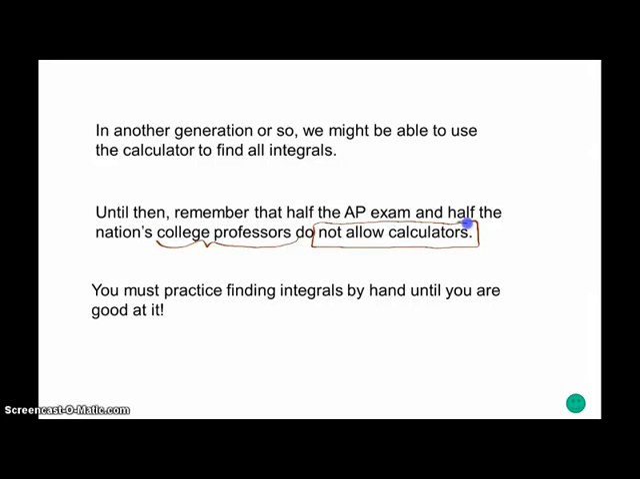This definitely is true for now. You are going to encounter a college math professor that does not allow you to use a calculator to evaluate your calculus, whether it's a definite integral or whatever it is. So you have to practice finding integrals by hand until you're really, really good at it.